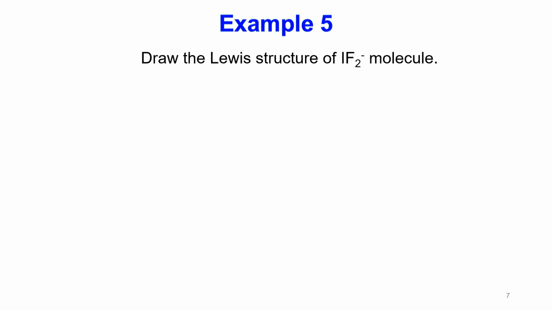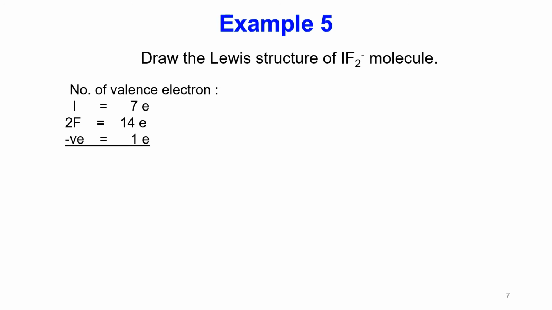Okay, next example is IF2 minus. Iodine valence is 7, fluorine 7 times 2, and the charge is negative 1, which means it accepts 1 electron. So the total number of electrons is 22.